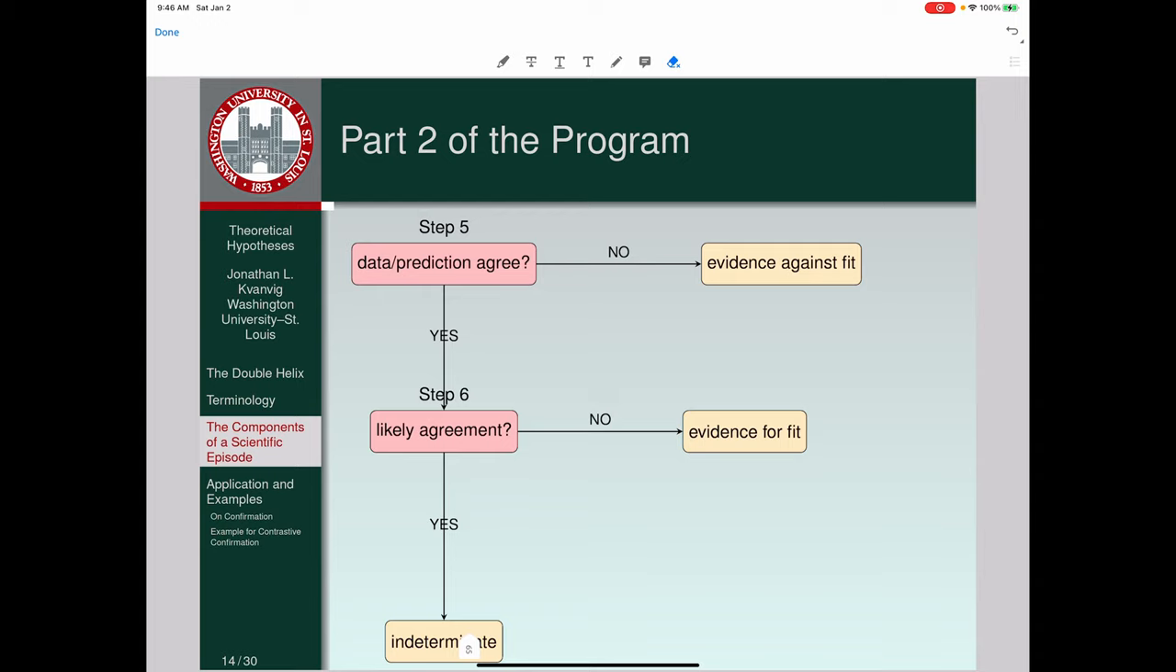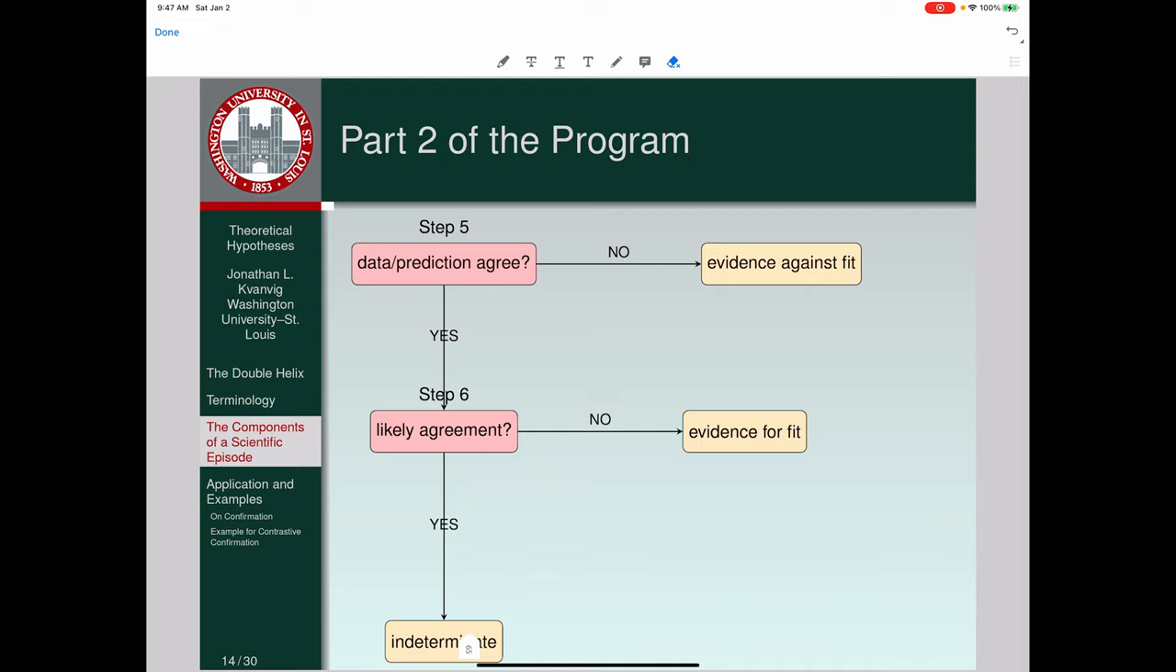So that's the motivating insight in Geary for this step six question about whether agreement is likely. If agreement is likely, you get little to no confirming power. And so your attitude toward the model is an indeterminate one based on this particular piece of data. On the other hand, if the agreement is really surprising, we get something else. If the agreement simply wasn't likely at all, then we have evidence for fit. In the best case, it would be conclusive evidence for fit, but we're not talking about that right now. We're just talking about incremental evidence.